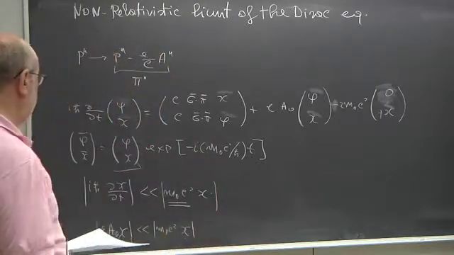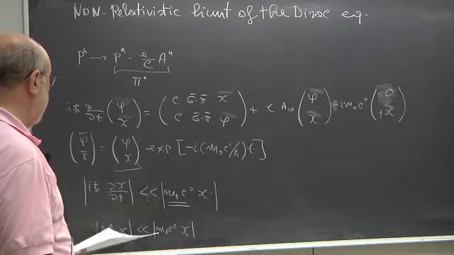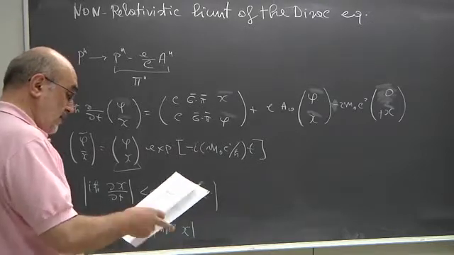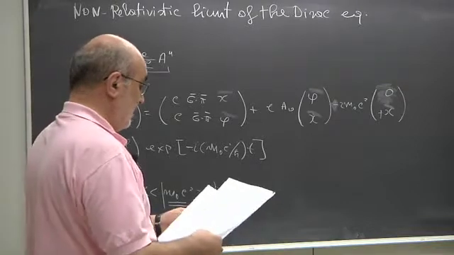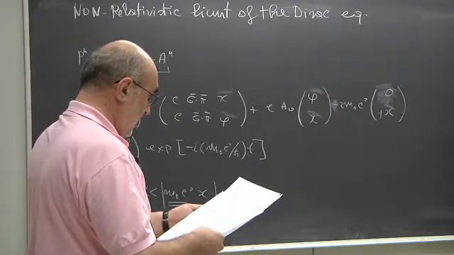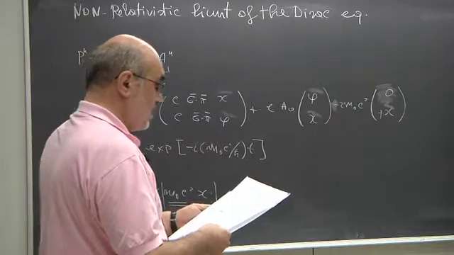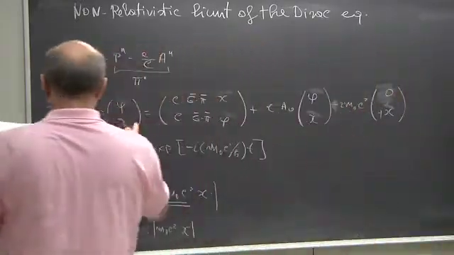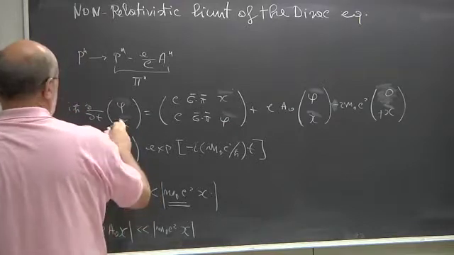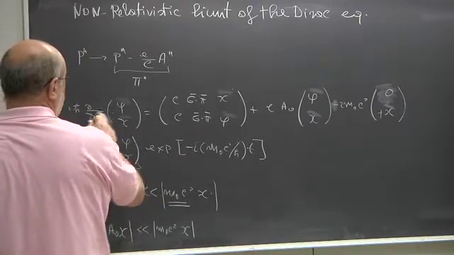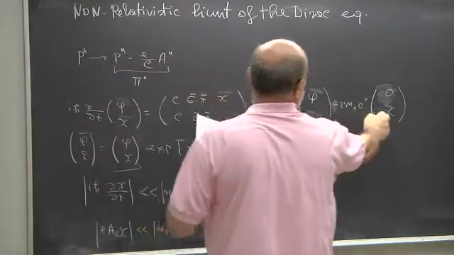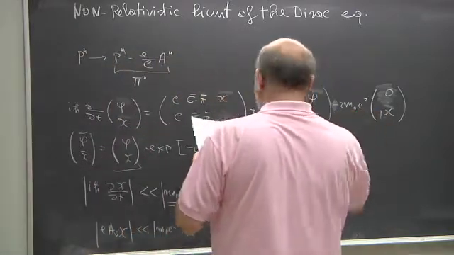Okay, so both the kinetic energy and the potential energy carried, as in the non-relativistic limit, are very small. So in the lower component of this equation, we can neglect this part because it's very small, and we can neglect this part because it's very small.